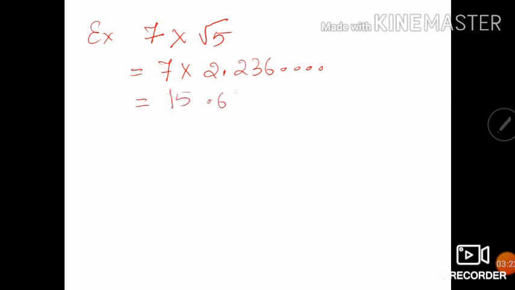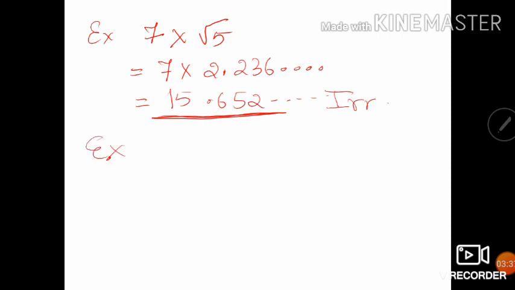Let's multiply a rational number 7 with an irrational number root 5. 7 into root 5, writing root 5 in its decimal form, 2.236 ... You get the product as 15.652 ... which means this product is non-terminating, non-recurring. So this product is irrational.